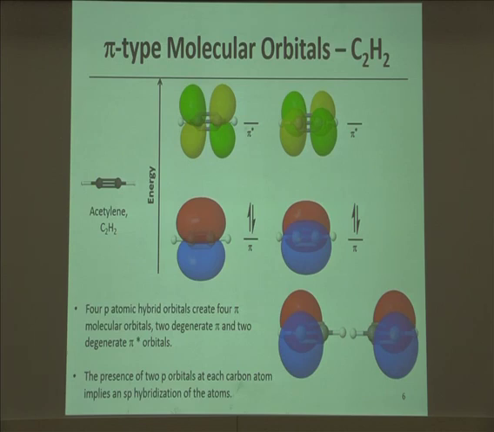So two p orbitals from each atom implies that each of these carbon atoms is an sp hybrid, using an sp orbital to bond to the adjacent carbon atom, as well as to the hydrogen atom to which it is attached.